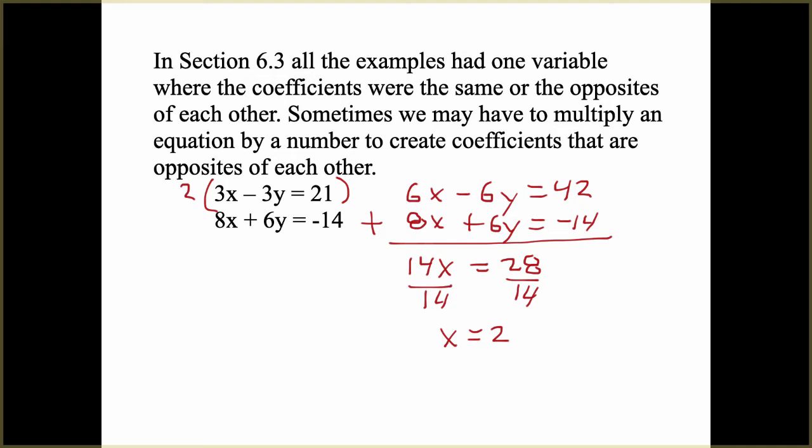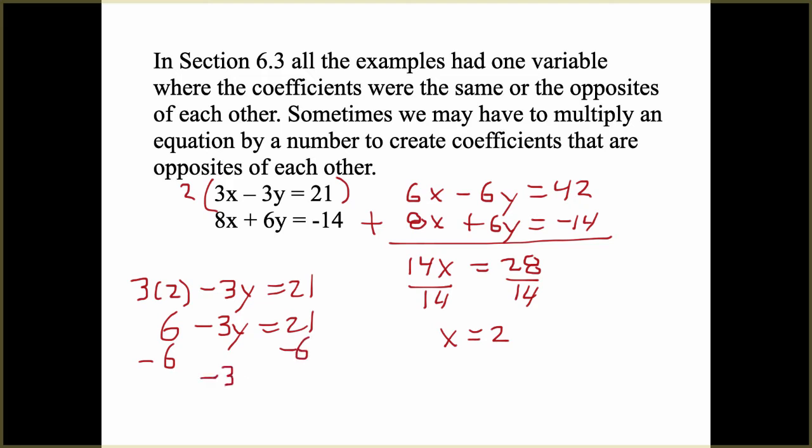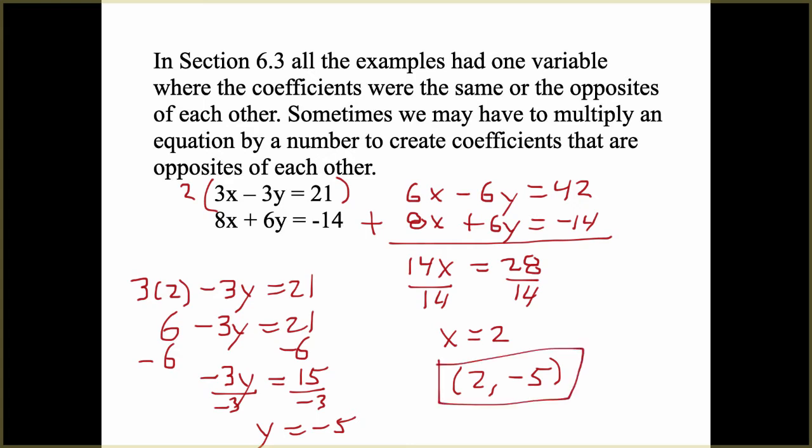We're going to plug it into one of our two original equations. Doesn't matter which one you use. I will use the top one because the numbers are smaller. So we have 3 times 2 minus 3y equals 21. This is 6 minus 3y is 21. Move the 6 by subtracting from both sides. Then we have negative 3y is 15. Divide by negative 3, and y is negative 5. So our ordered pair is 2, negative 5, and that is our solution for this system.